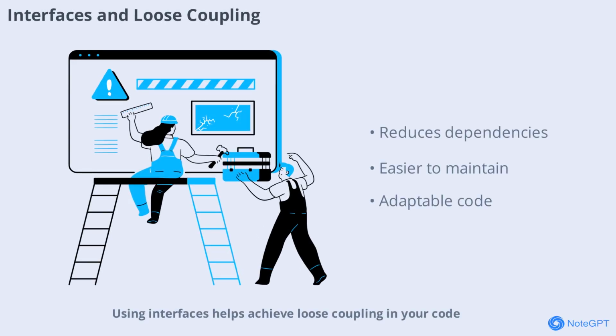Using interfaces helps achieve loose coupling in your code. When classes interact through interfaces rather than concrete implementations, it's easier to change or replace parts of your system without affecting the rest. This makes your codebase more flexible, maintainable, and adaptable to future changes.